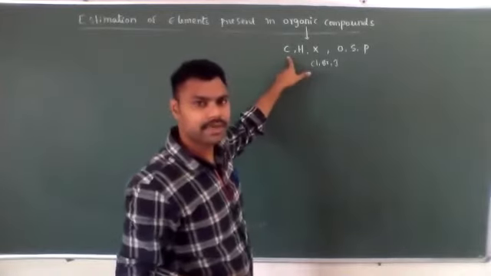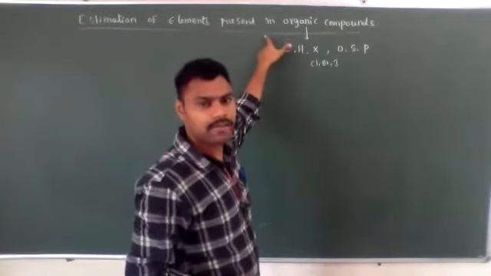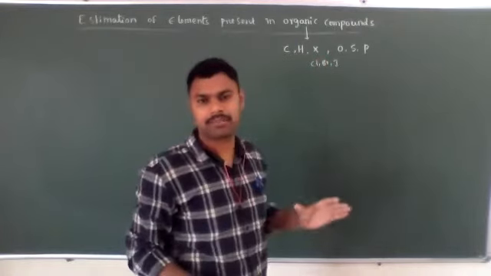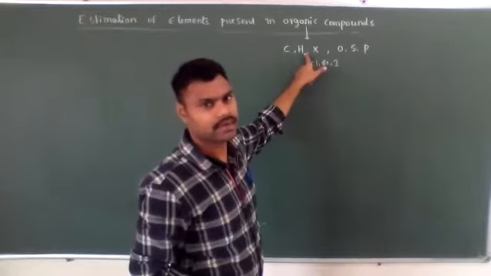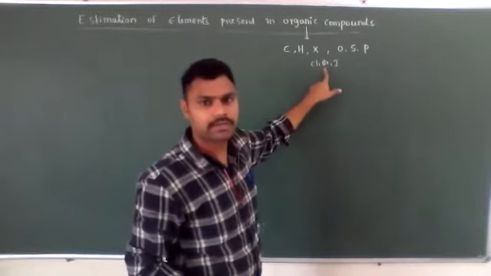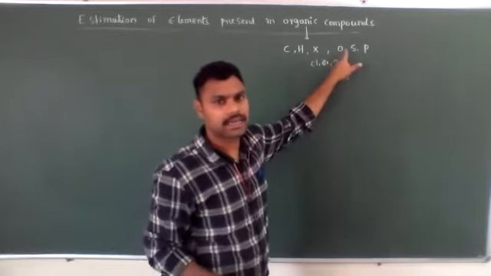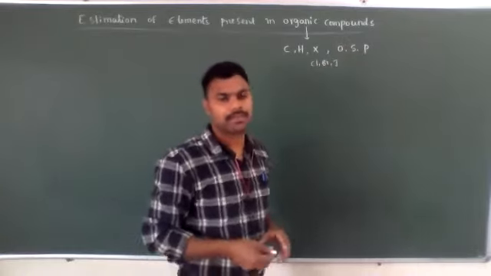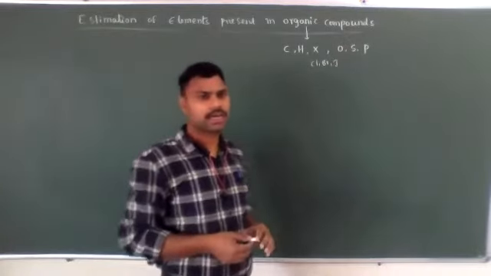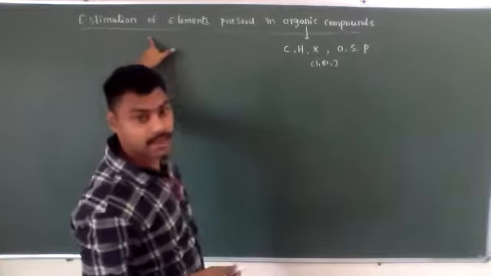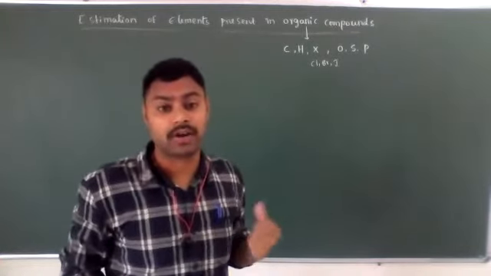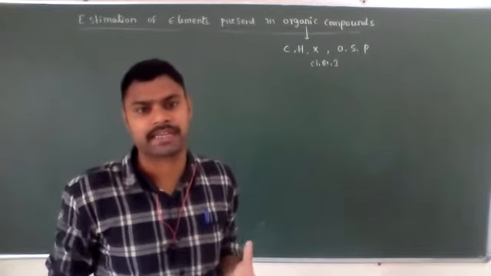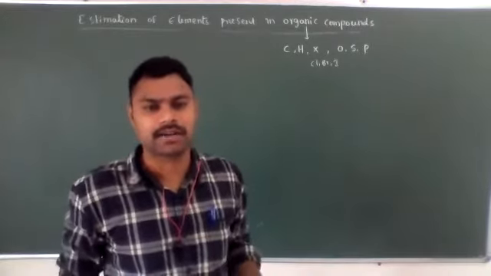Okay, these elements are present in the organic compound. When these elements are present in the organic compound, how do we calculate the percentage of carbon, hydrogen, and halogens, chlorine, bromine, iodine, and similarly oxygen, sulfur, and phosphorus? Those are known as estimation methods, or quantitative analysis of organic compounds. Quantitative analysis means how much percentage of atoms is present in the organic compound.